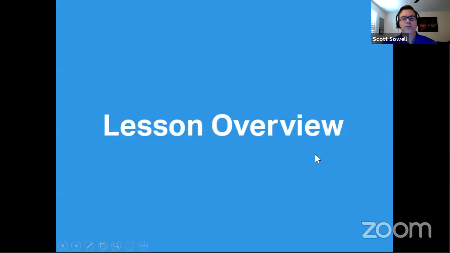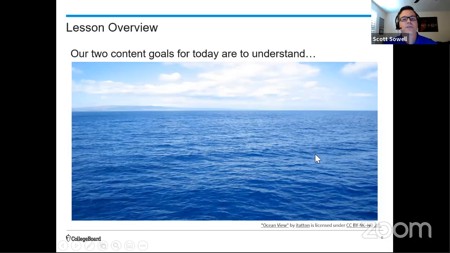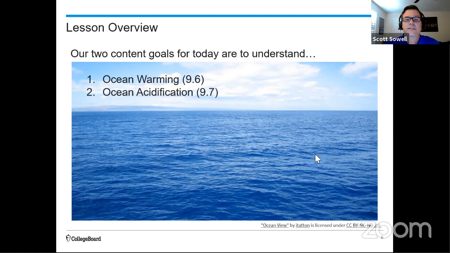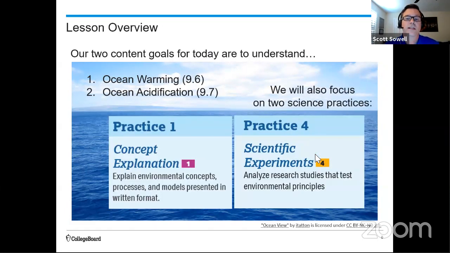So here's what we're going to do today. Here are our goals. Our 2 content goals are number 1, to discuss ocean warming, and number 2, to discuss the issue of ocean acidification. These are 2 unique systemic changes to our oceans that have some very specific and measurable changes that we'll talk about today. While doing so, we're going to look at these 2 practices: concept explanation.